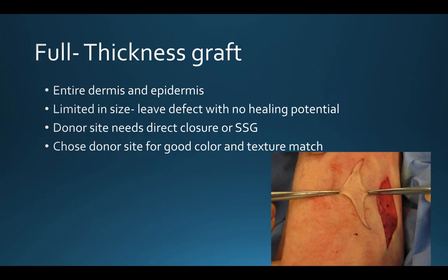Full thickness skin grafts are the entire dermis and epidermis. They're limited in size because you leave a defect with no healing potential, so that's going to have to be closed or have a split thickness graft applied to it. And you want to choose a donor site that has good color and texture match. So they usually say if you're grafting the face, you want to use an area that's close to there, if possible, to obtain your skin from.